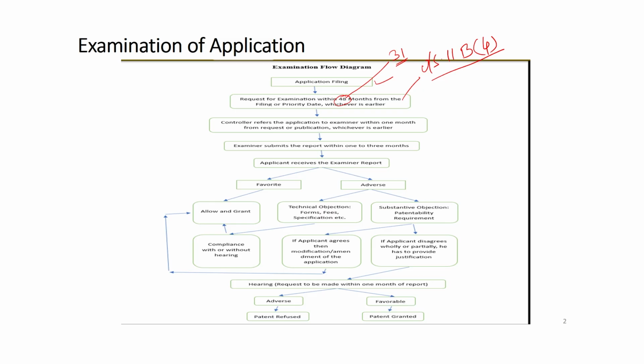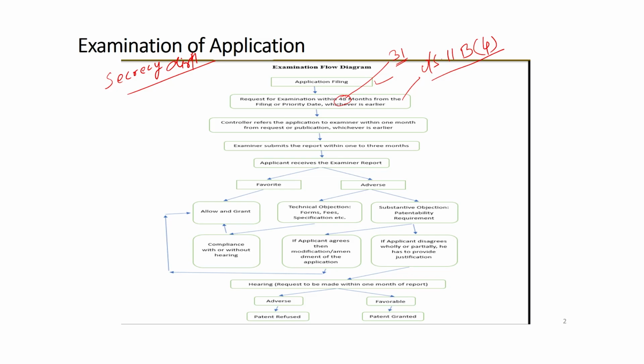There is another point which I would like to mention here, that is, if there is a secrecy direction. What do we mean by secrecy direction? You see, there are certain inventions which are related to national security, are sensitive inventions. In relation to those inventions, central government may impose certain secrecy directions. And as long as the secrecy direction is on, such applications cannot enter into the stage of examination.